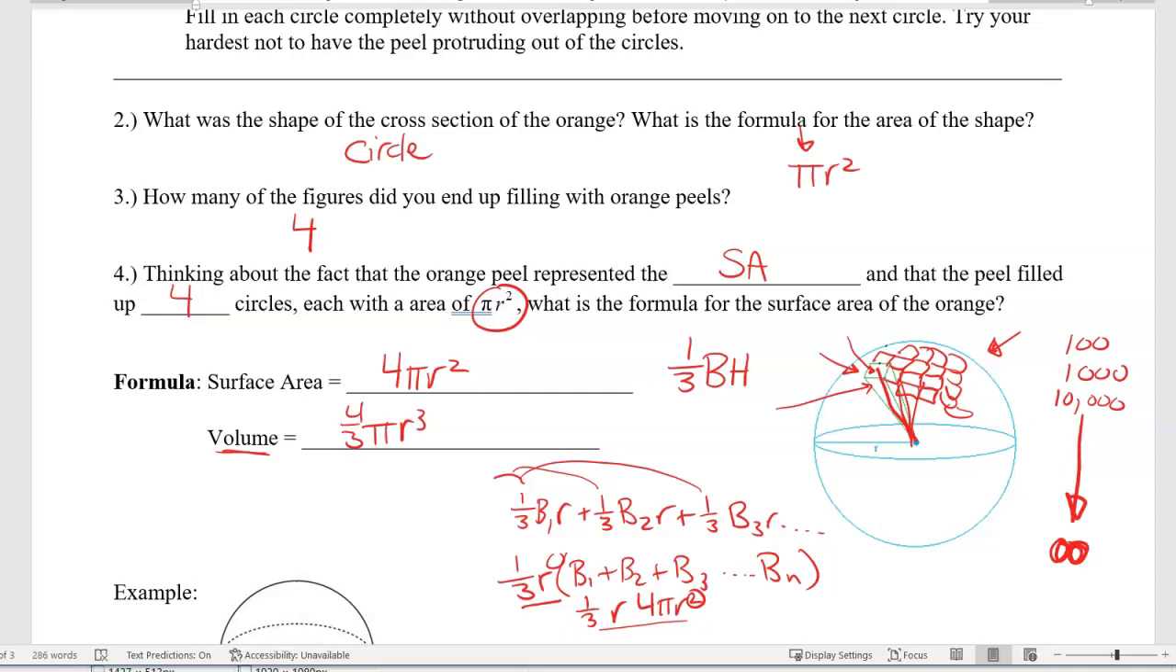So a good way to remember this is that units for surface area is going to be units squared, hence the squared in the formula. Units for volume is units cubed, hence the cubed inside the formula. So let's go ahead and do some practice problems.